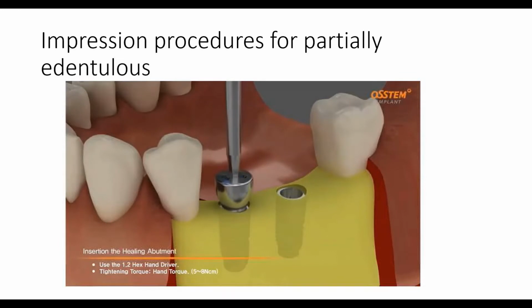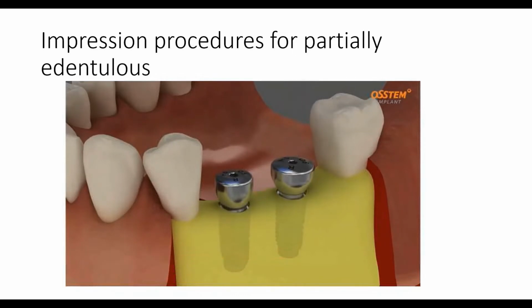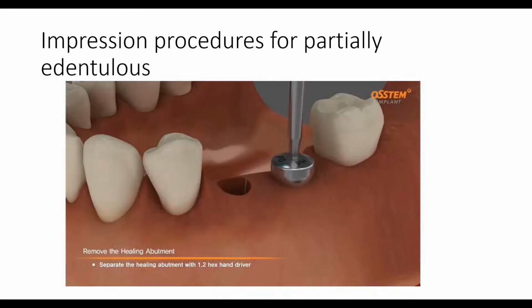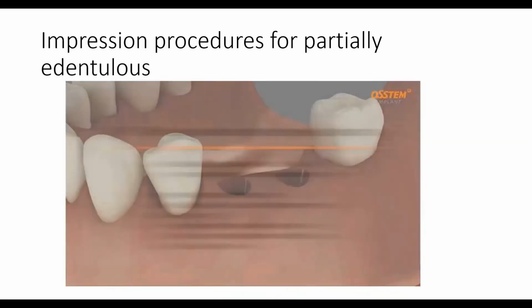Once the healing abutment is placed, the reflected mucosa should be sutured around the healing abutment, so that a proper gingival collar should form. Once the gingival collar is formed, the suture is removed and the healing abutment is removed. Now, depending upon the technique which we want to follow, we can make the impression at this position.